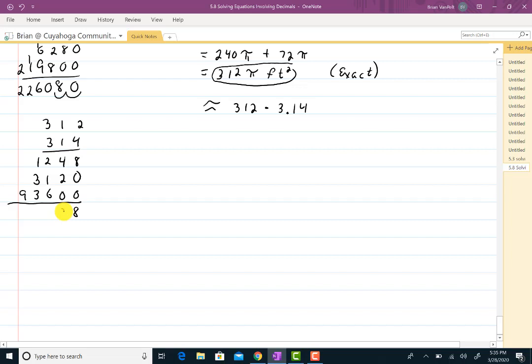And let me add my columns up. I got a 9 there, I get 6, 7, and then I bring down the 9. So then I move my decimal 2 places back. So it looks like this is going to be 979.88, and we need feet squared. And of course that's the approximation.